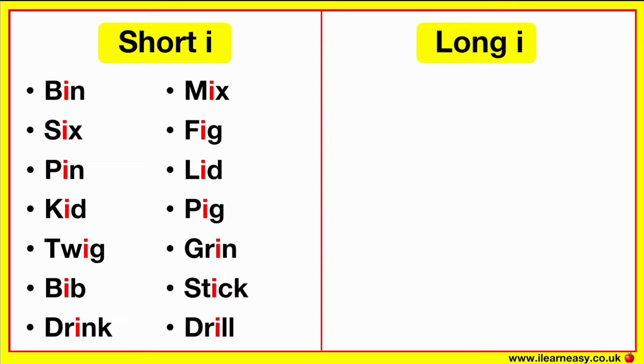The long vowel I sound is made with different letter combinations. This includes I consonant E spelling, IE, IGH, Y, and Y consonant E. Now let's look at some examples of each.